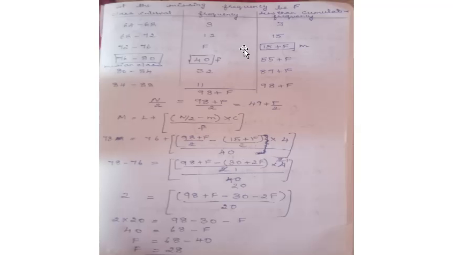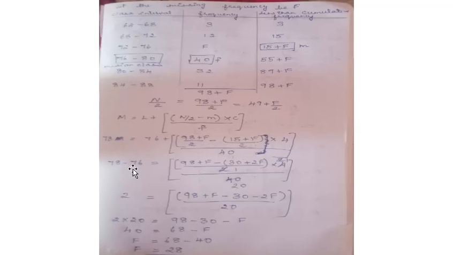You have to see here 15 plus f, 15 plus f into c. c is the difference between these two numbers, that is 4 divided by f, divided by f is 40. Now what you can do is, 78 you write here. See, 76 is this, between this there is an equal to sign. So when you bring 76 to this side, it becomes minus. So 78, if you bring this side, it becomes minus.